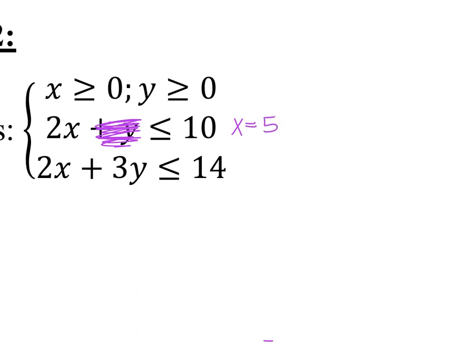And if x didn't exist, then y would be 10. And so that line would have the intercepts of 5 and 10.